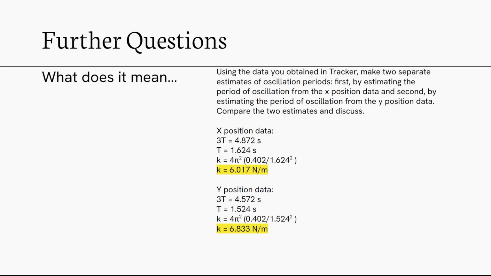Comparing the x and y position data, when you look at the spring stiffnesses, you can see that the x position spring stiffness would be about 6 newtons per meter, while if we use the oscillations from the y position data, the spring stiffness would be 6.83 newtons per meter, which is a considerable difference.